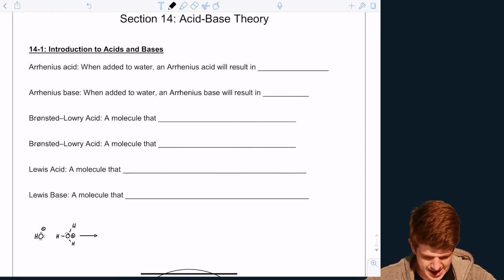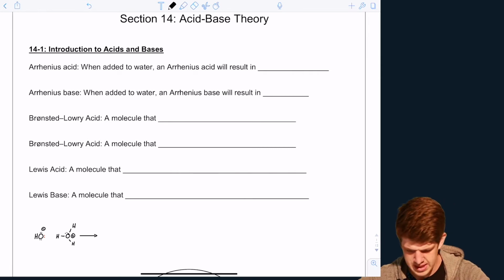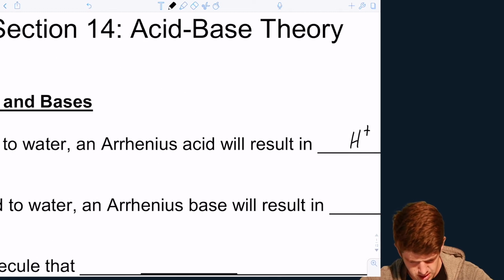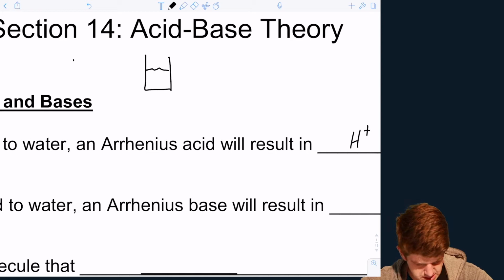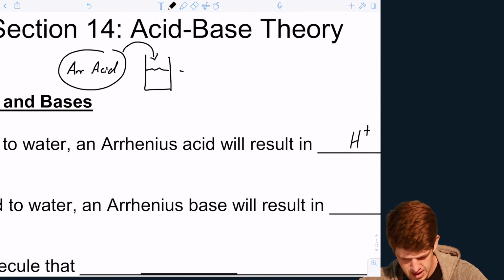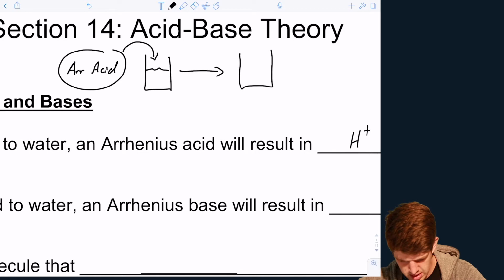So an Arrhenius acid is just going to be some kind of substance that when added to water results in H+ ions. So all that's going to happen, I can just take some kind of solution, taking our Arrhenius acid, definitely not drawn to scale, and after I throw it in, now my solution has more H+.